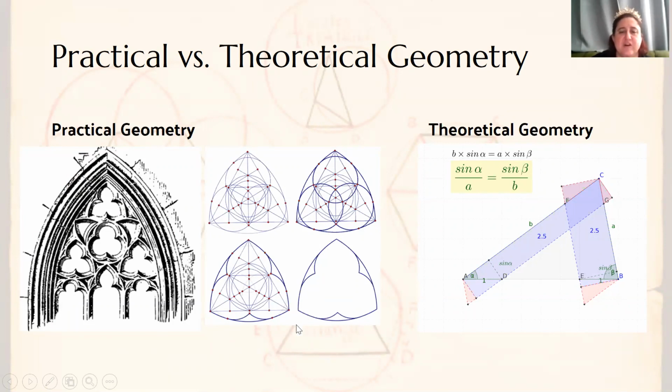So you don't have to know that connecting these 3 points would make an equilateral triangle in order to make this shape. You don't have to know that. Contrast that with the illustration on the right, the theoretical geometry. This is a geometric proof of the law of sines.